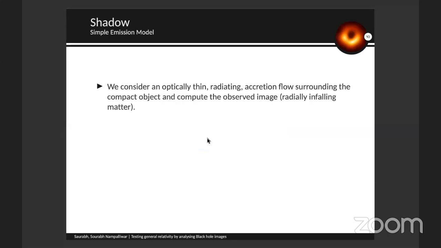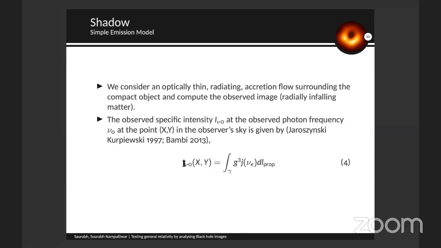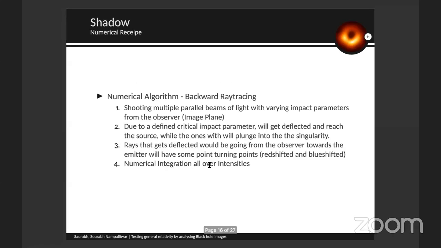So here, when we are talking about imaging a black hole, we consider a simple optically thin and radiating accretion flow surrounding that compact object, given by this particular relation, which is a very simple relation for intensity in the image in the observer's plane. The algorithm that we normally use is the backward ray tracing algorithm, where we shoot multiple parallel beams of light from the image plane, which means from the observer. Due to the critical impact parameter, some rays get deflected, some rays plunge into the singularity, and some rays turn around that particular photon sphere and give us an infinite number of images.